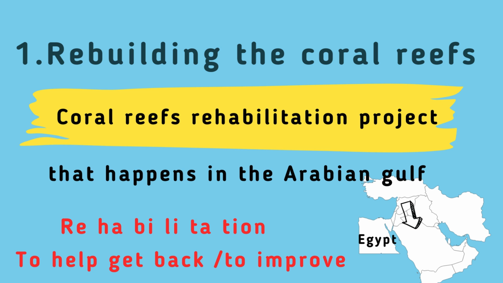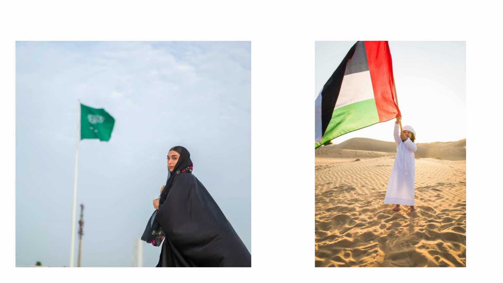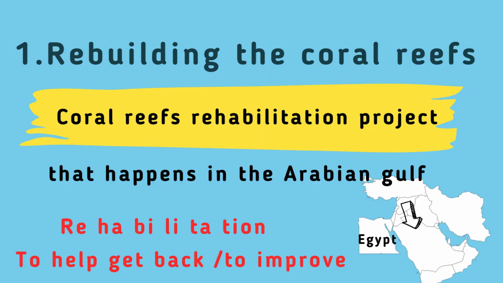Rehabilitation means to help it get back, to improve, okay? So the coral reef rehabilitation project is in the Arabian Gulf. You know the Arabian Gulf? The area that contains Saudi Arabia and Emirates, okay? This is the Arabian Gulf. So there is a project there which is called the Coral Reefs Rehabilitation Project.